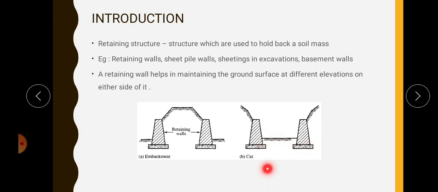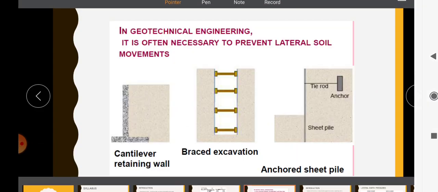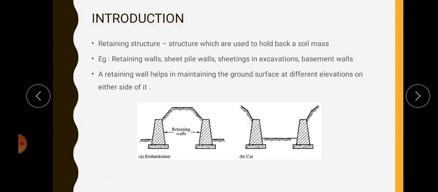Take this example: here this is the retaining wall. The retaining wall is provided in order to keep the soil at different elevations, that is, here the soil is at this elevation and here it is the ground level. By providing this retaining wall, we are able to keep the soil at two different elevations. If there is no retaining wall here, what will happen? The soil at higher elevation has a tendency to move down till it acquires its natural stable configuration.